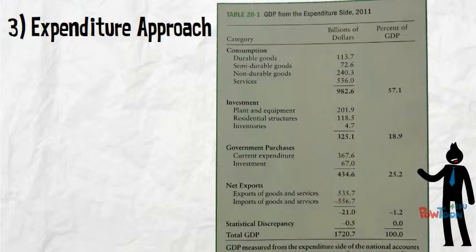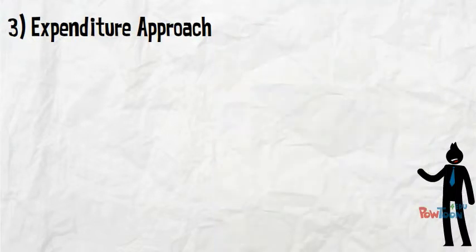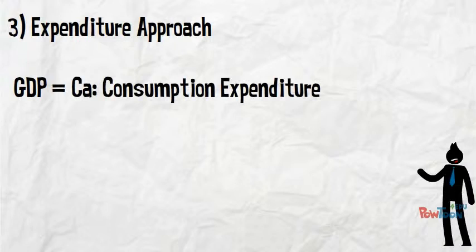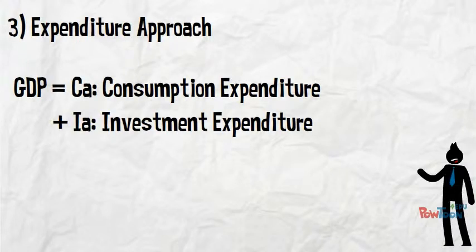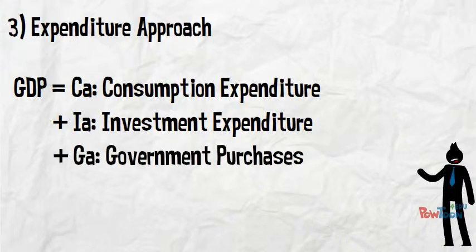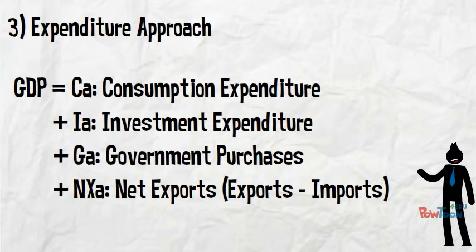The third method is the total expenditures on domestic output. This is done using four broad expenditure categories or national accounts. The sum of actual components equaling actual GDP. The components being CA, actual consumption expenditure, IA, actual investment expenditure, GA, actual government purchases, and XA, actual net exports.